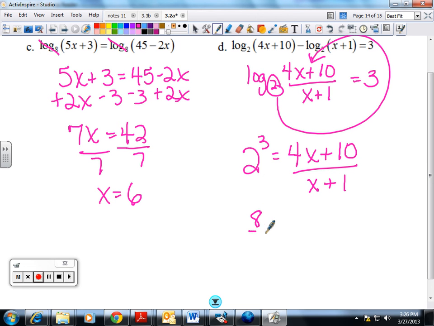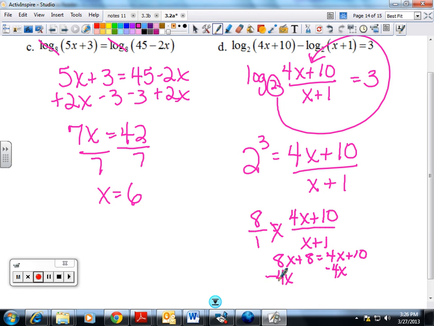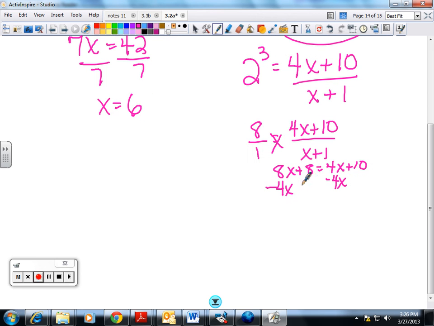So that's 8 over 1, and I'm going to cross multiply. So 8x plus 8 equals 4x plus 10. Minus 4x, minus 8, so that'll be 4x equals 2, divided by 4, x equals a half.